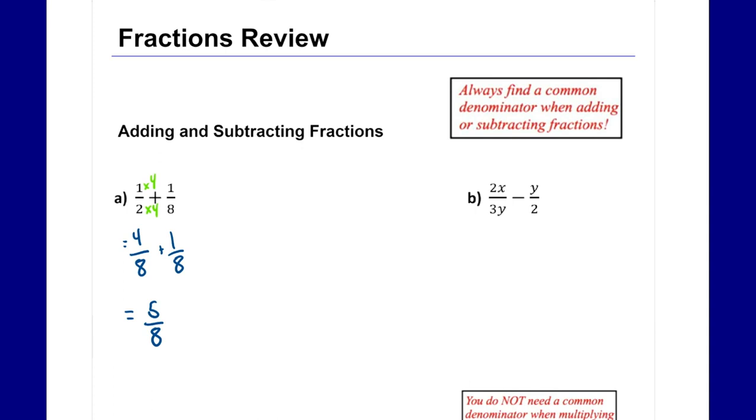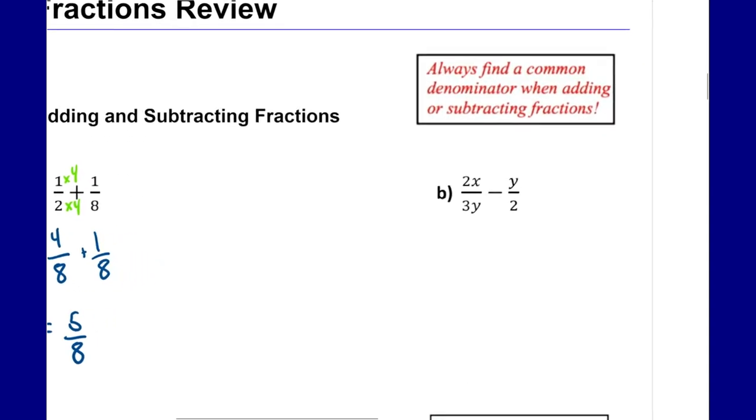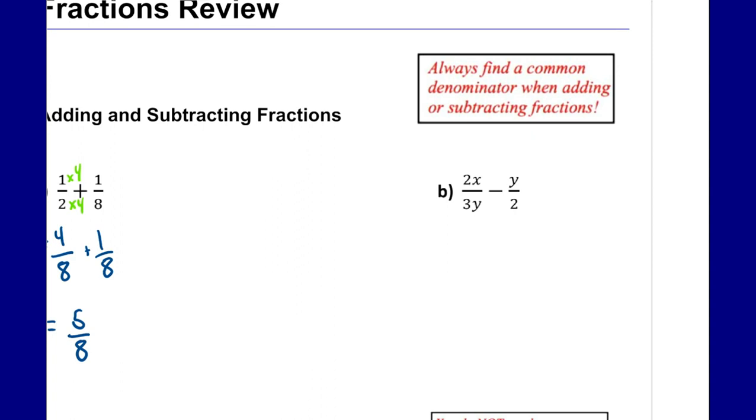Now, for the next one, for B, even though we have variables in our denominators, we can still get a common denominator. Similar to if we were dealing with just values, I am going to multiply both fractions by the opposite denominator. So I'm going to multiply 2 by 3y, keep it consistent by multiplying the top by 3y as well. And I'm going to multiply 3y by 2, which is the other denominator, and multiply the top by 2 as well.